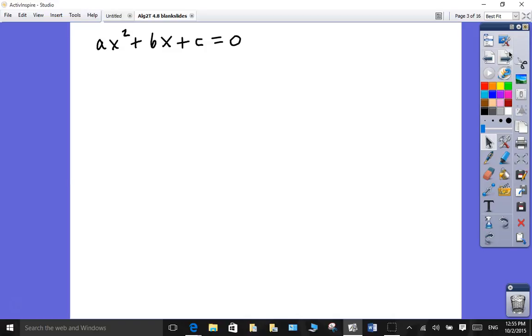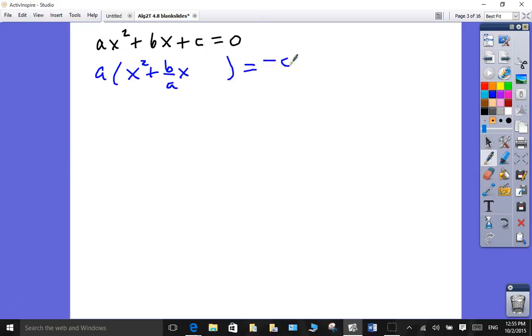So the first step here is we'll move the constant to the other side. We did that with completing the square. And then we're going to factor a from these two terms. That looks like this: a times (x squared plus b over a x) equals negative c.